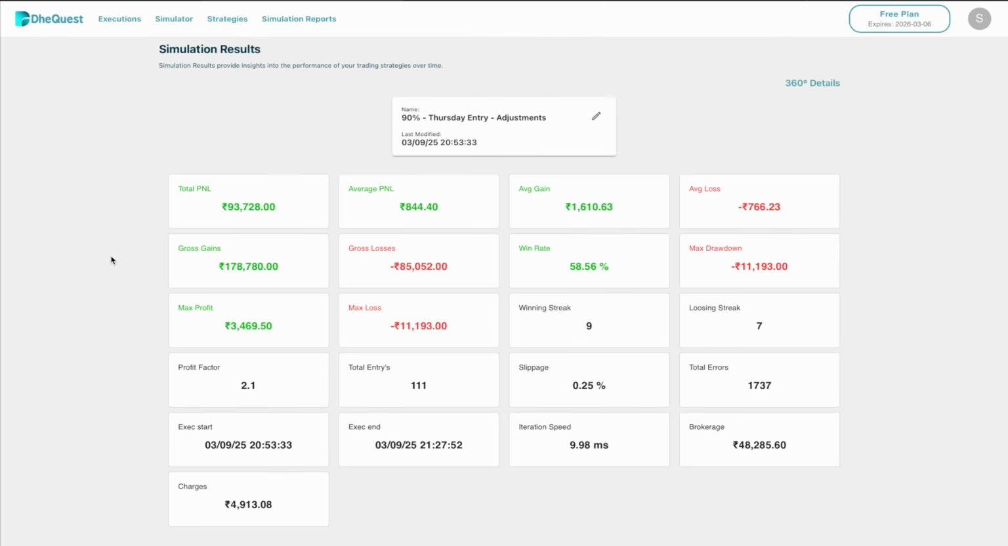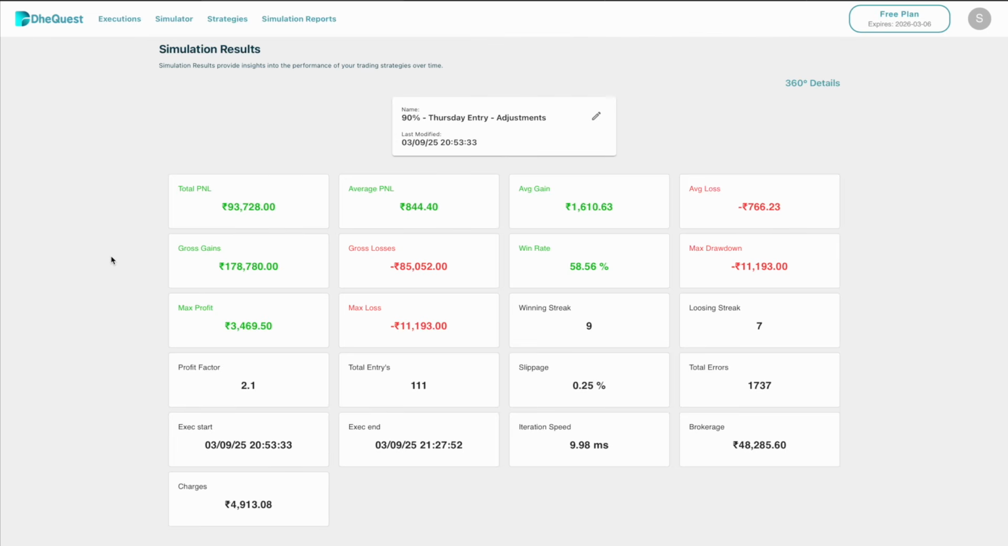The key takeaway is this. Our backtest was done with just one lot, so naturally the charges look very high compared to profits. But in real trading, if you are scaling up to 10 lots, the profits multiply to nearly 10 lakhs while the charges stay close to 1 lakh.